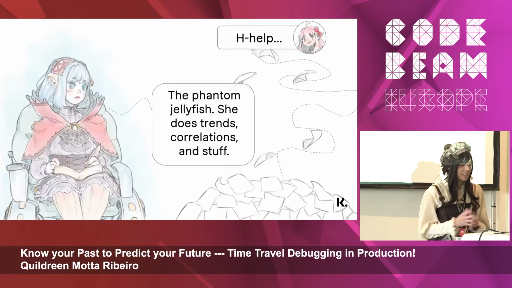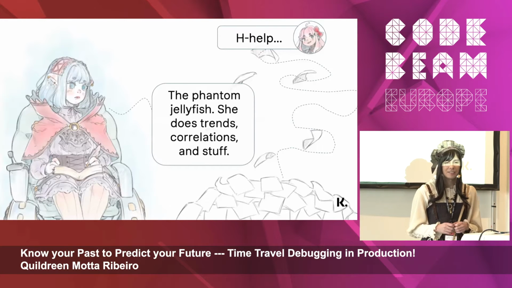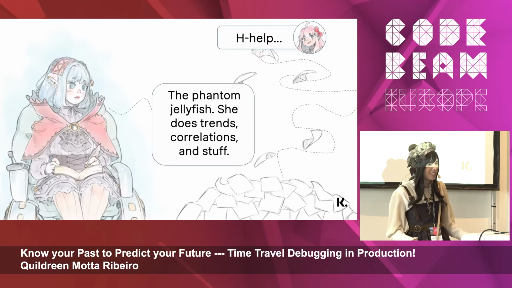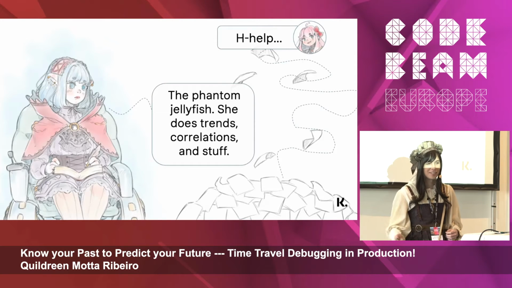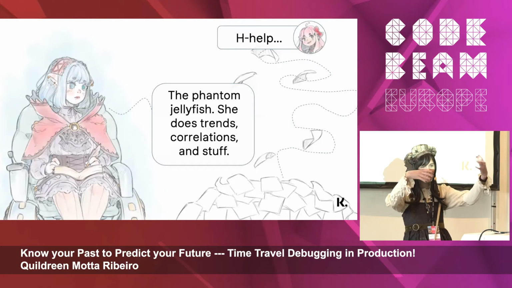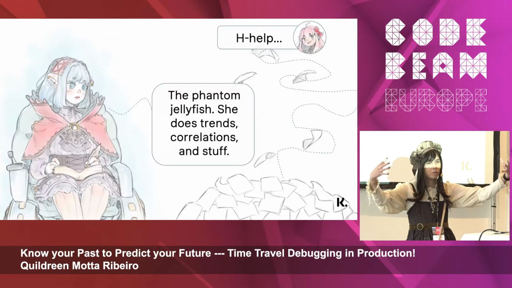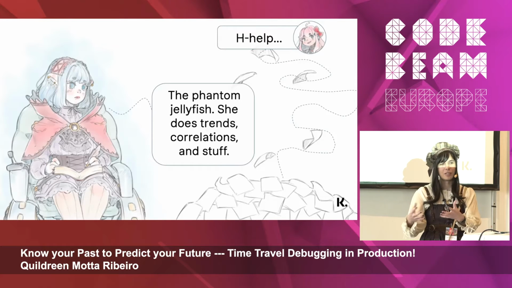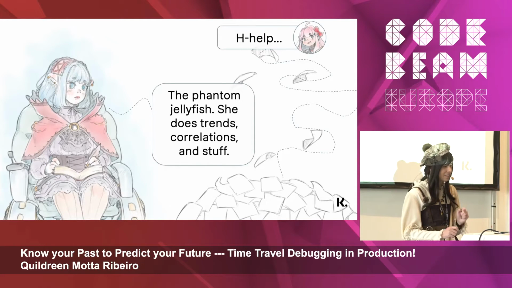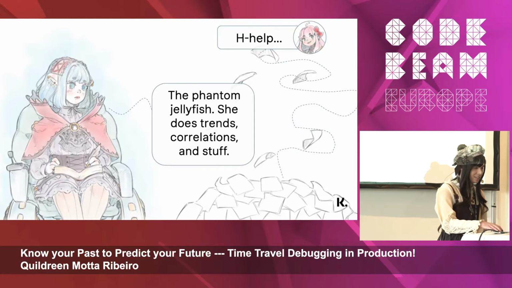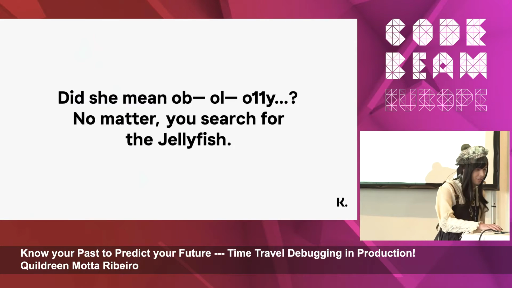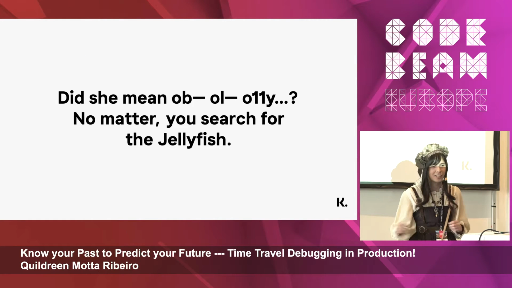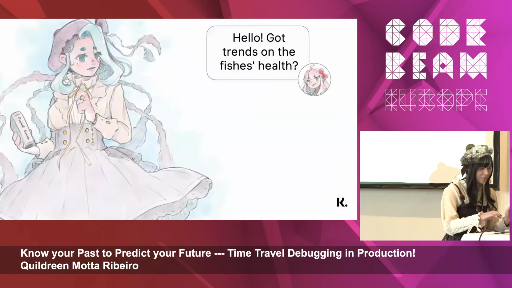And she's like, "Yeah, there's a phantom jellyfish, and she does trends, she does correlations, that kind of stuff. And yes, summaries look nice." At least with a summary, you could have a broader view of the whole system, and then maybe something would stand out to you, and you would know where to look. And this correlation stuff is not really that unknown to you. You've heard of it before. Only, well, it doesn't matter. You search for the jellyfish anyway, and find her.